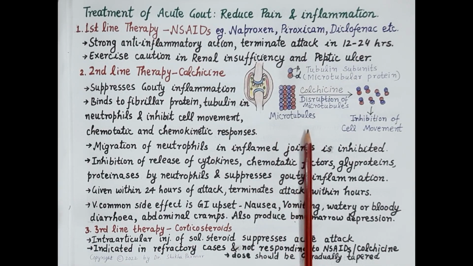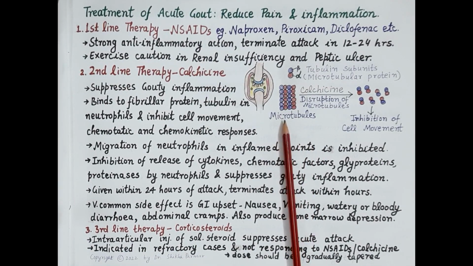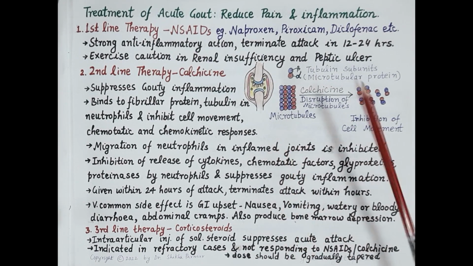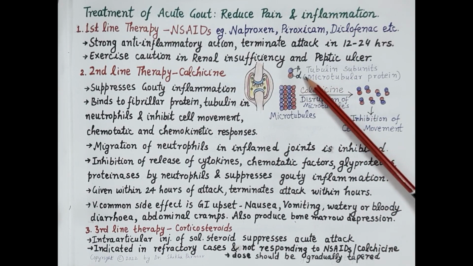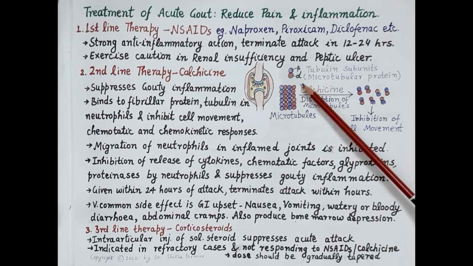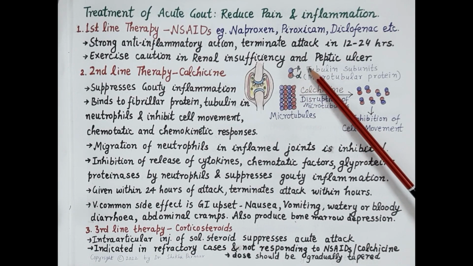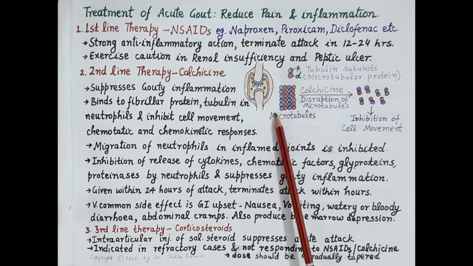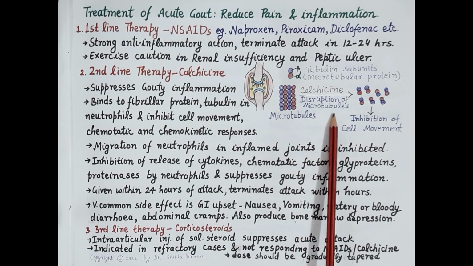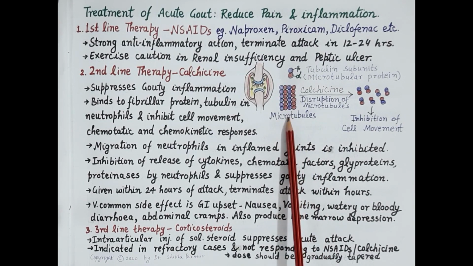Look at this figure. These are microtubules. Now, as we know, these microtubules are responsible for cell movement. Now, microtubules are made up of microtubular protein that is called as tubulin. Now, tubulin is made up of alpha and beta subunit. Now, colchicine binds to these fibrillar proteins in the microtubules and break or disrupt these microtubules.